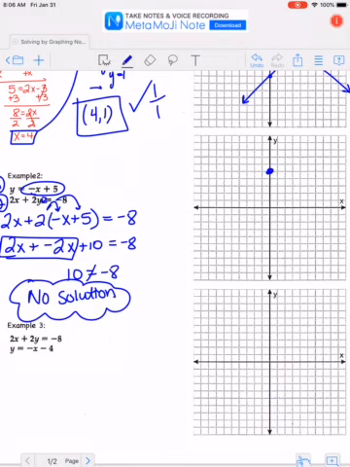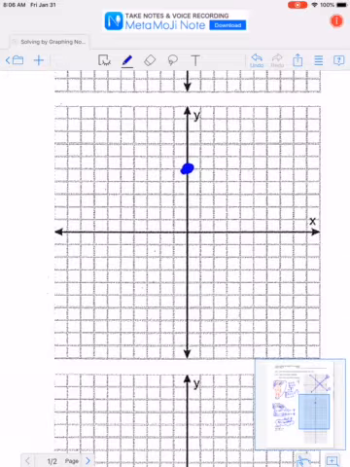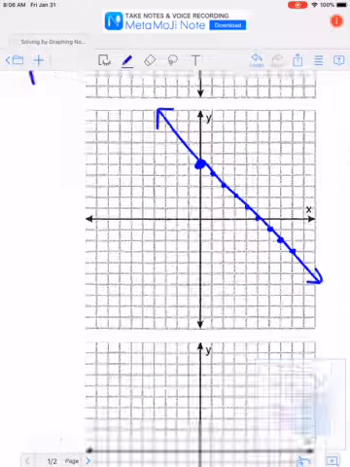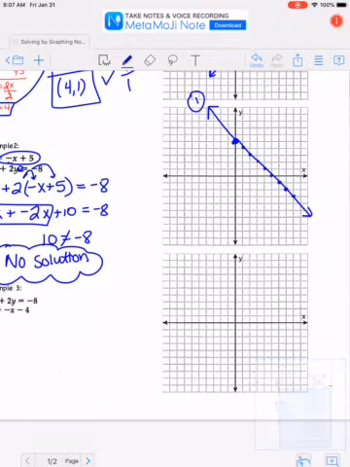And then our slope is negative 1 over 1. So we're going to go down 1 over 1, down 1 over 1. So we have our first line and our second line.